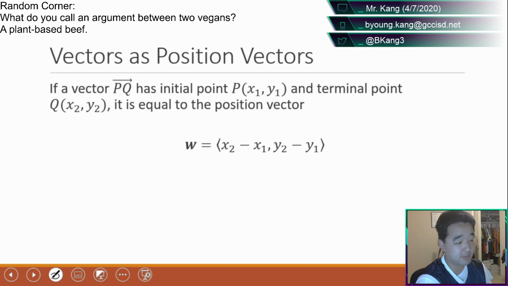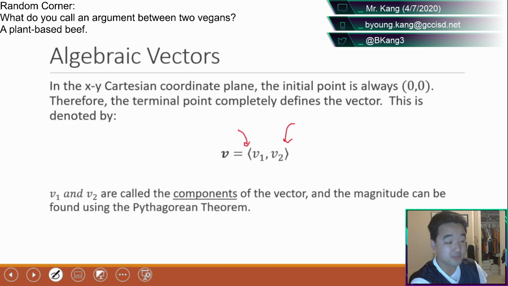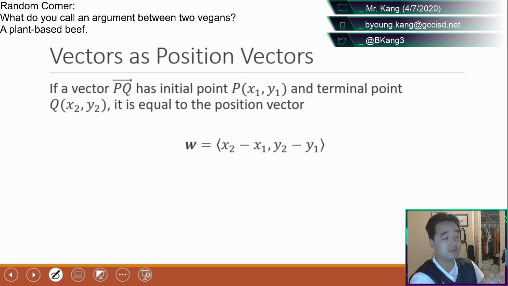So if you have something that has an initial point and a terminal point somewhere in space, and you want to rewrite it as this position vector, with the initial point at 0, 0, you just have to slide it over and down, or wherever you happen to be right now. Slide it over to where the initial point is 0, 0, so you're subtracting x1 from x2.